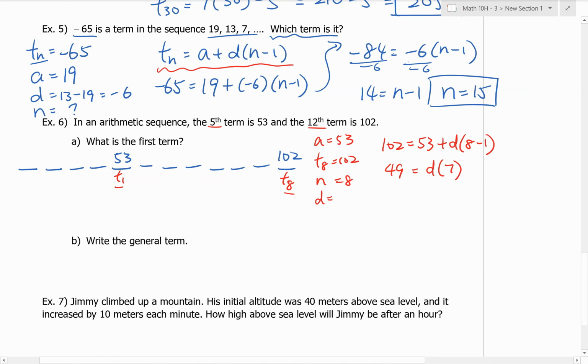I subtracted 53 here and here to get 49. To solve for D, you just simply divide both sides by 7. You get the common difference being 7. So that is the common difference.